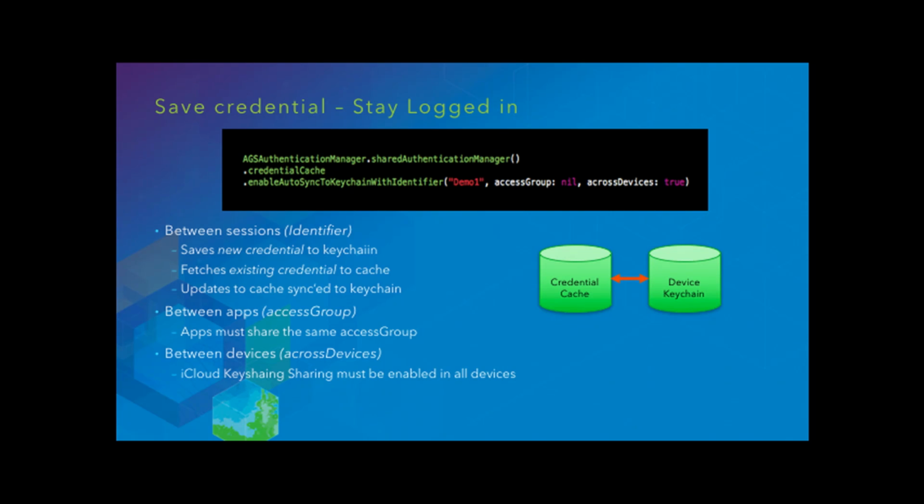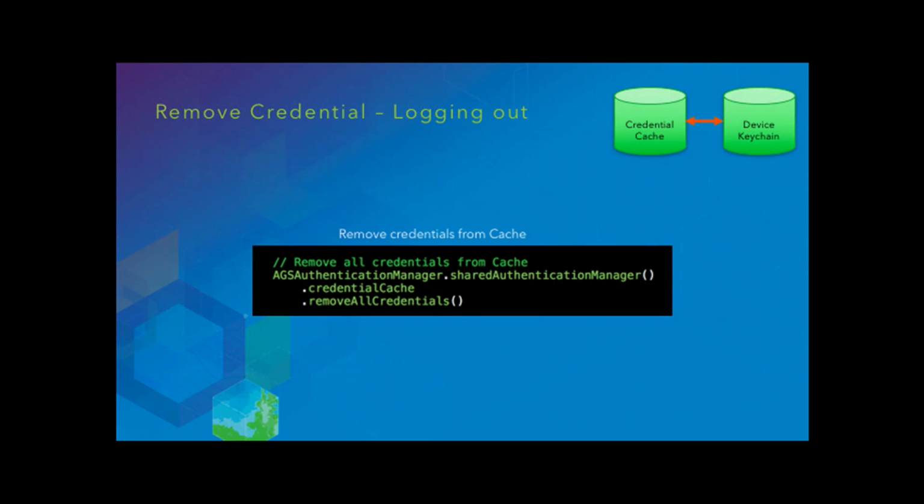So this is all about caching credentials and letting the users stay logged in, right? The next step would be handling the logging out part. Because credential caching is now enabled by default, it would be your responsibility as a developer to log the user out. How do you do that? By a simple method called remove all credentials on the credential cache. Now, if your cache and keychain are being synced, removing the credentials would also remove it from the keychain.